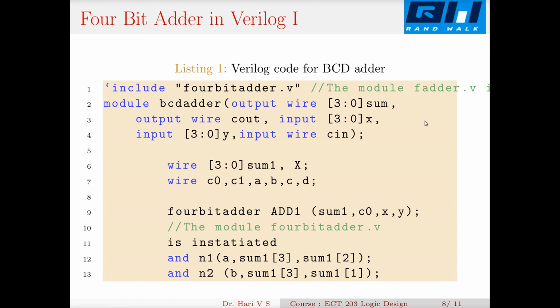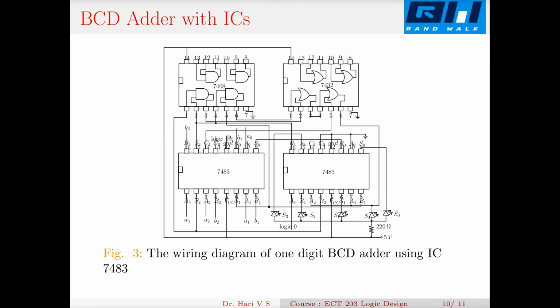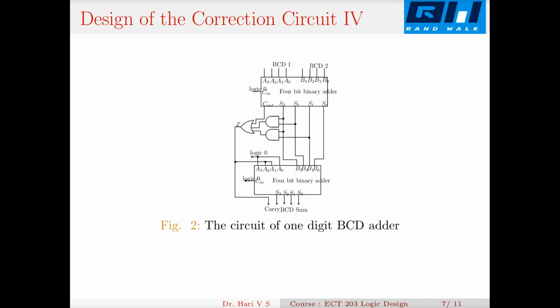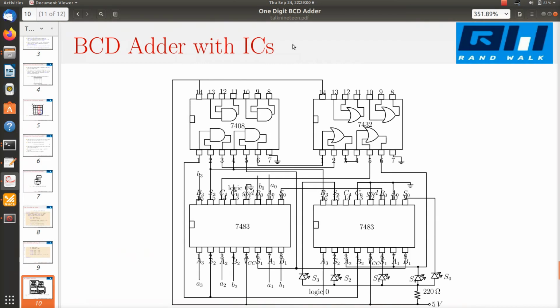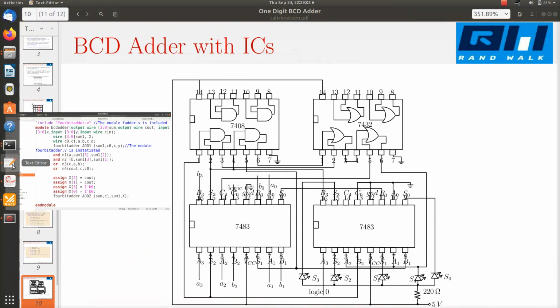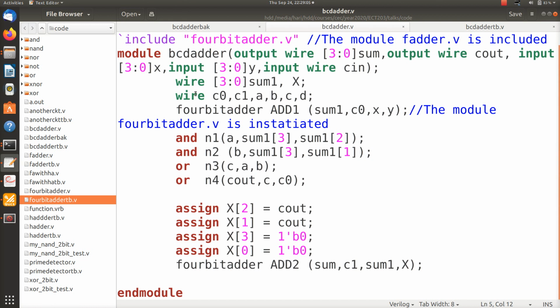Now, how do I implement this BCD adder in Verilog? It is not a 4-bit adder; it is a BCD adder in Verilog. I will show you this in an editor. This editor shows the BCD adder. In this BCD adder, the basic unit is a 4-bit adder. So I `include the 4-bit adder. Now I start a module, BCD adder, and end module.